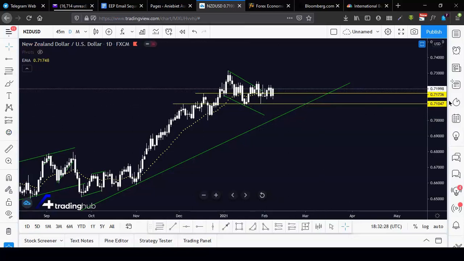And I remember 2 weeks ago I was saying we should trade in between this zone, the 0.71736 zone and 0.71047 zone. But price has been here. Now I want you to understand that this is a correction happening up here.